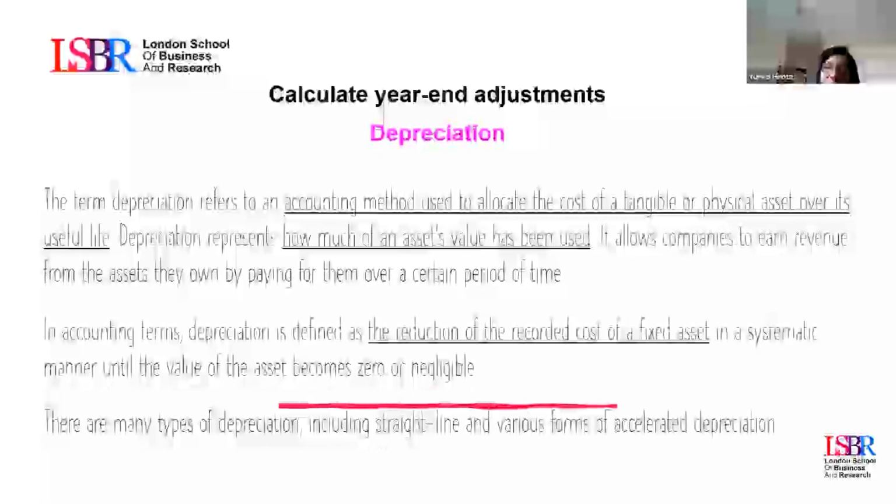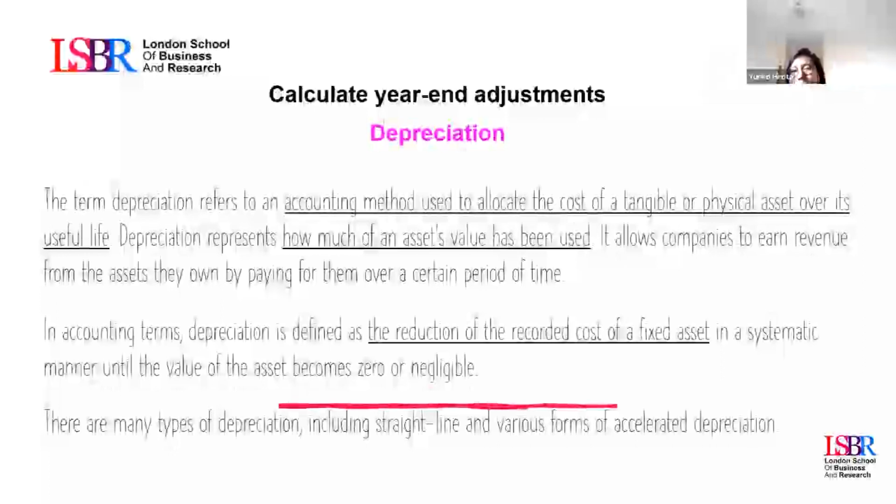We can have a straight line, or we can use, for example, a certain rate or a specific percentage that we multiply by the value of an asset, and we can get the depreciation of these assets. So we have many methods, but for now we will see the straight line method, which is the most common and the easiest method for depreciation. So depreciation is a method that is going to help us know how much is the value of an asset that has been used.